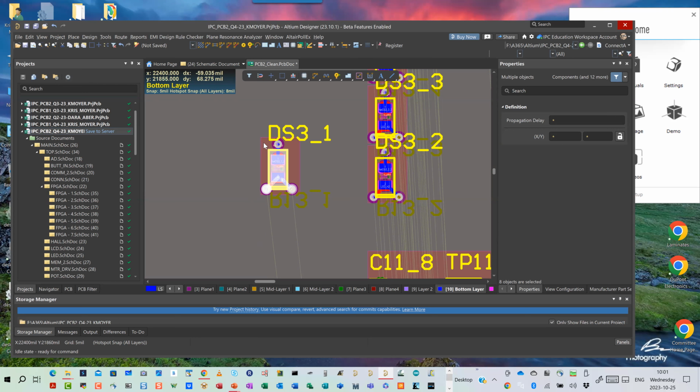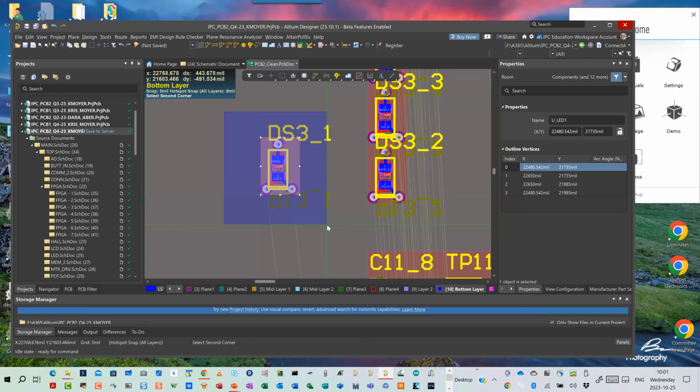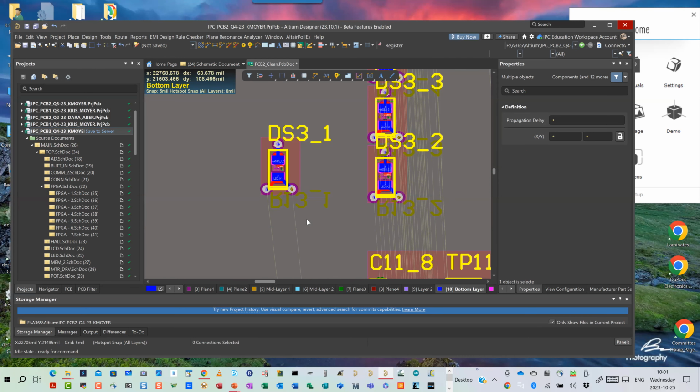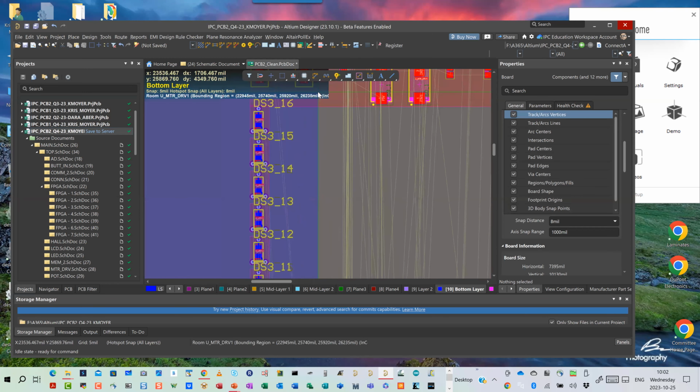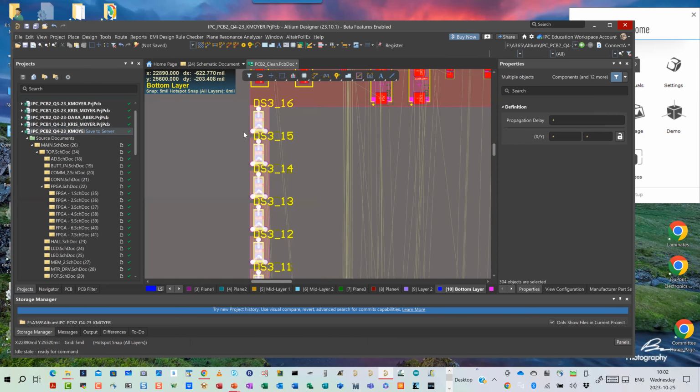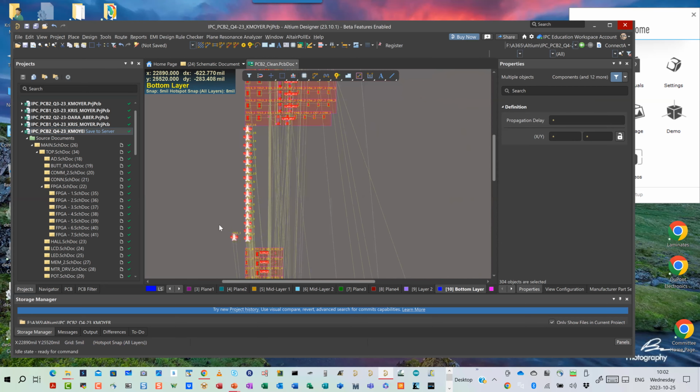The other thing is these rooms right here are only selectable with a blue box. If I want to select the room as a whole, I must do a blue box that selects the room. Even if I fully enclose it with a green box, I only select the components but not the room itself. Okay, so knowing that now, I'm going to go out here and do a blue box select around all of my rooms. So the components in the rooms right there, I have all 16 rooms selected.